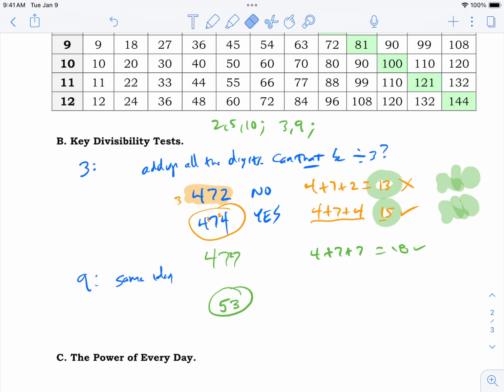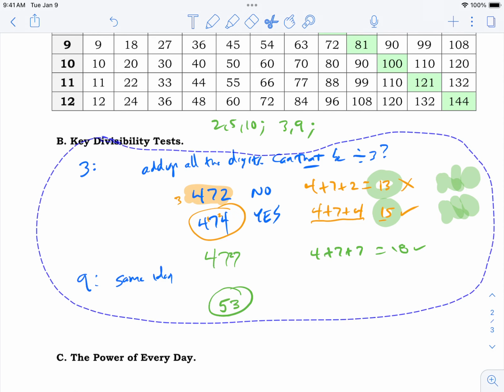There's 2 more that are useful. Let me get this stuff out of the way. I keep running out of room. Let's get this out of here.